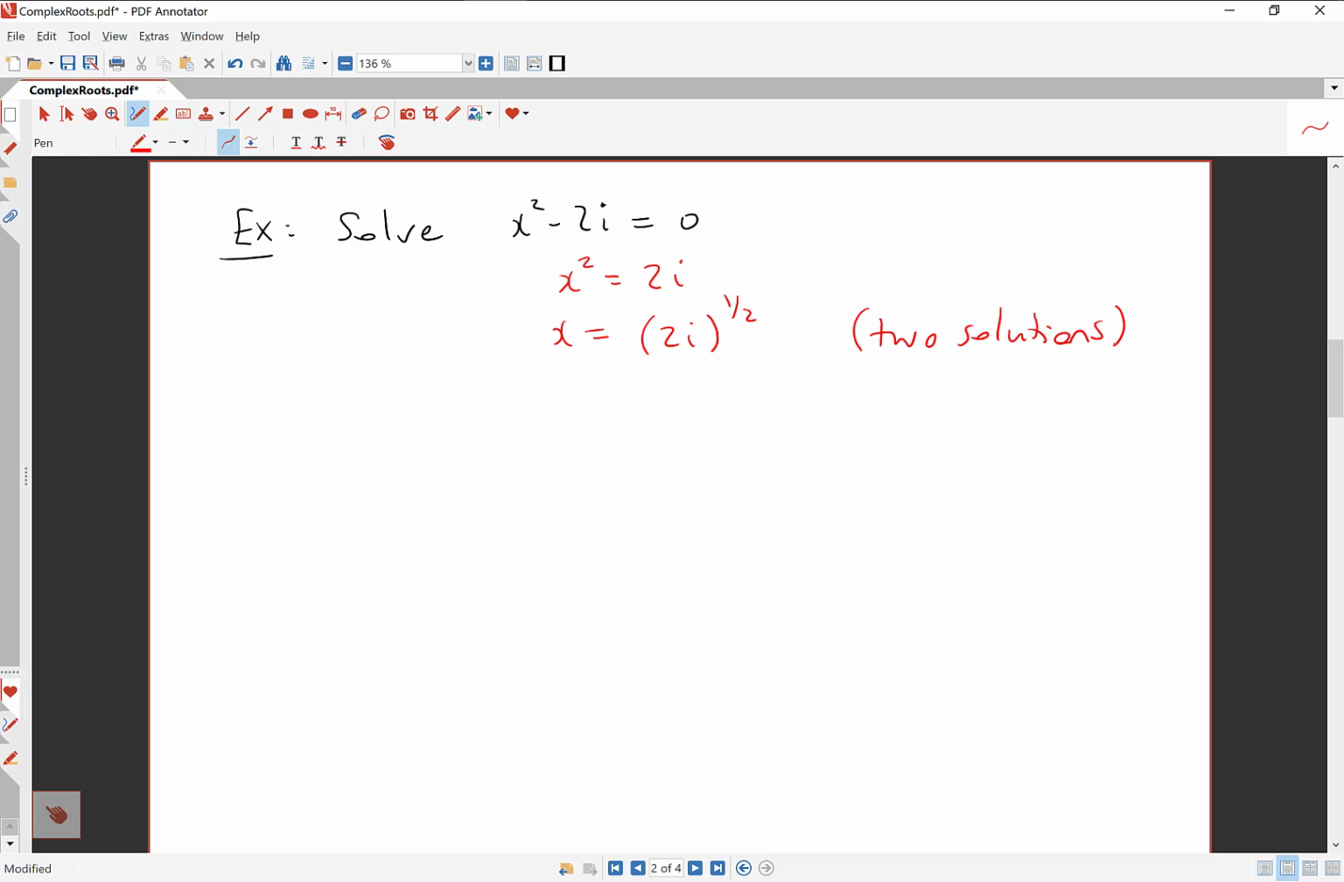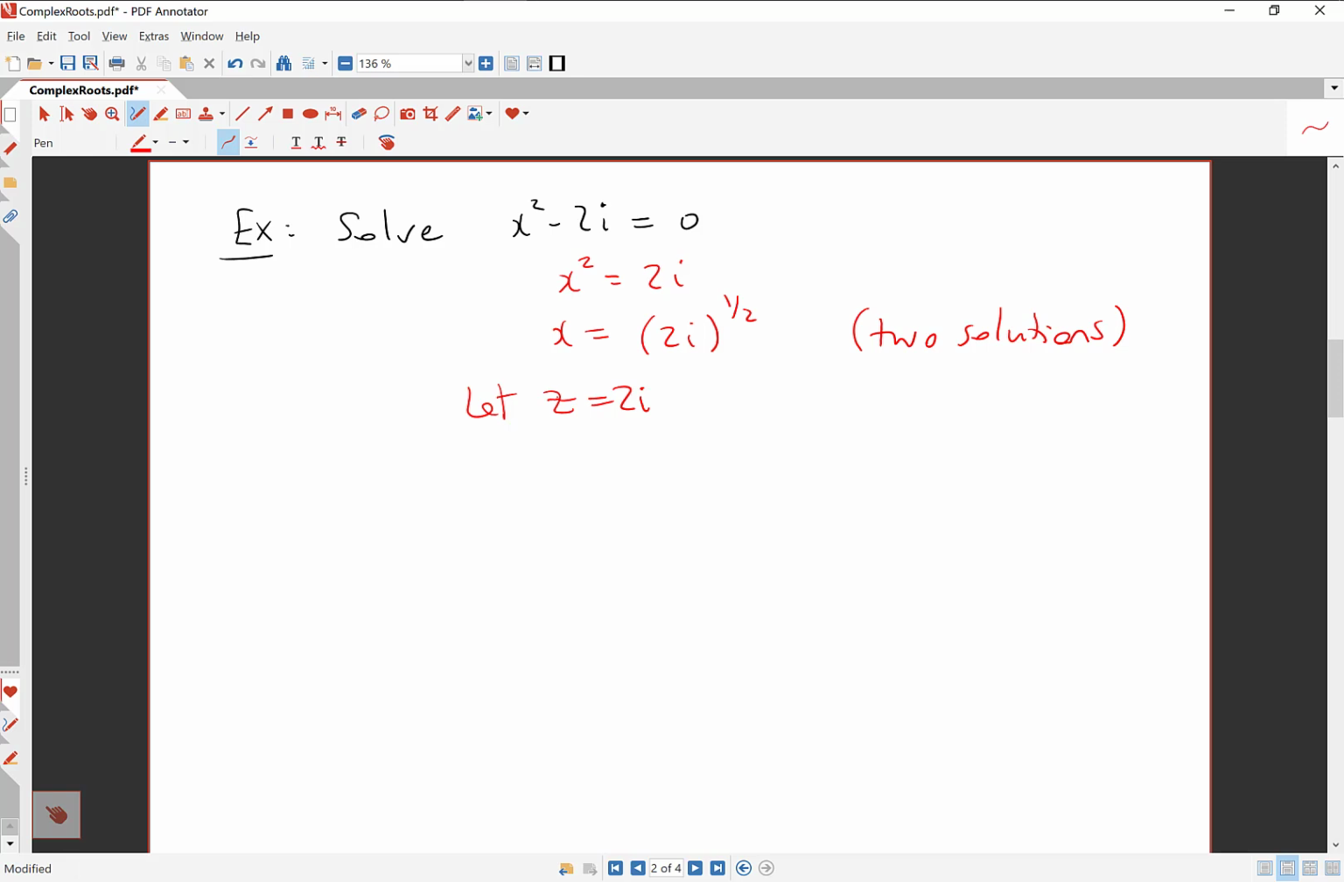So the trick here is to give a name to the complex number that we're trying to find the square roots of. So we should let z equal 2i. And that way we can say we're trying to find the square roots of z using that fact that we talked about previously.